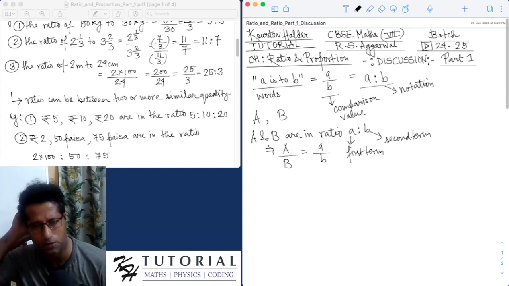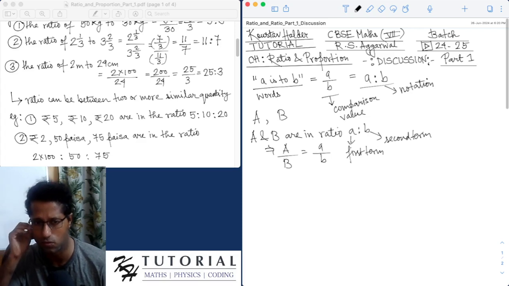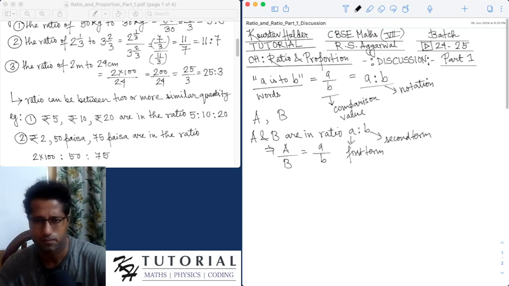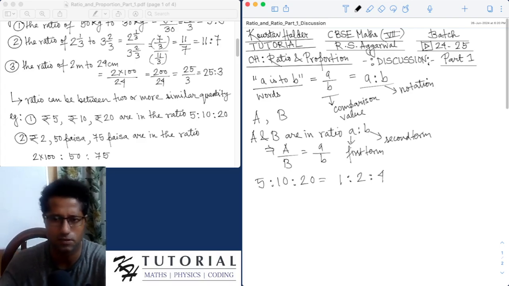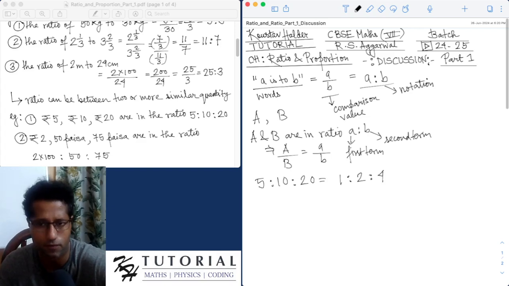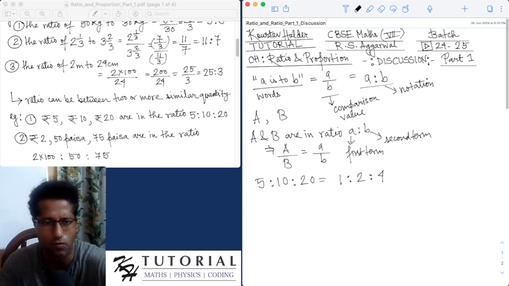Now 5:10:20 can further be reduced to 1:2:4. This ratio 5:10:20 is also equal to 1:2:4. We will discuss a little later why we can reduce the ratio 5:10:20 to 1:2:4.